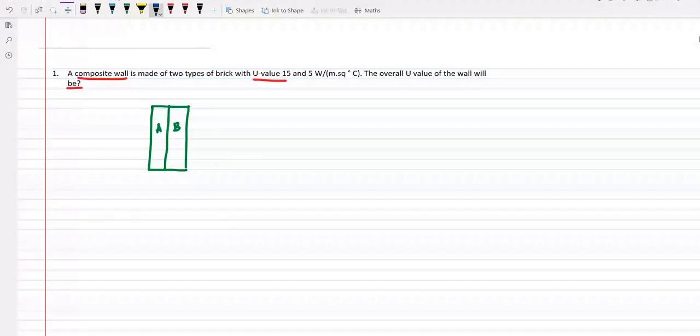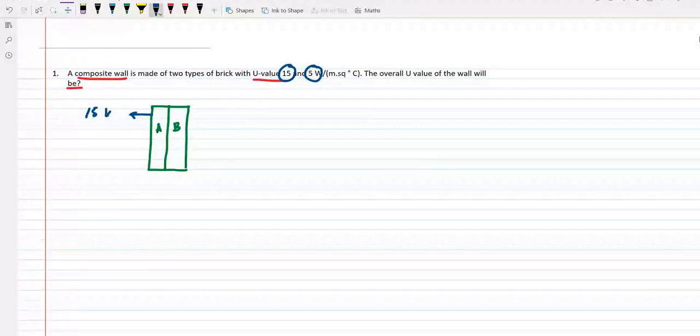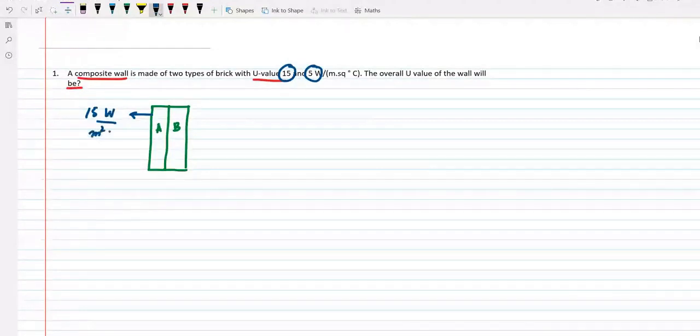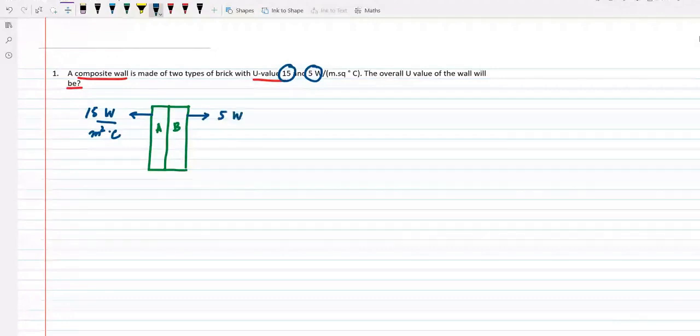It states that the U value of both the bricks is 15 and 5. We'll write it down. Let this be 15 watt per meter square degree Celsius and this be 5 watt per meter square degree Celsius.